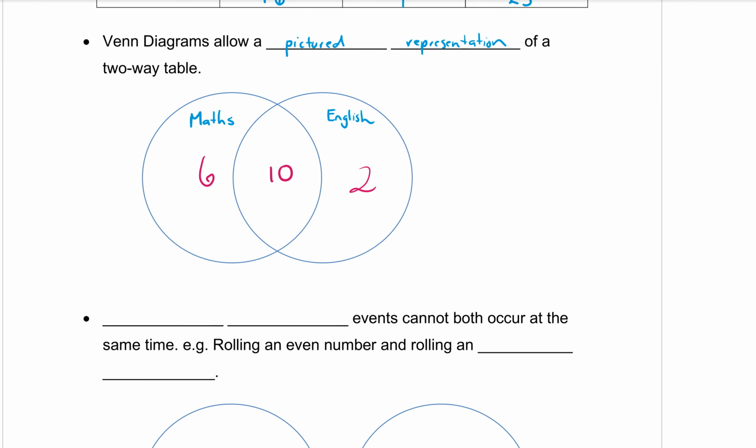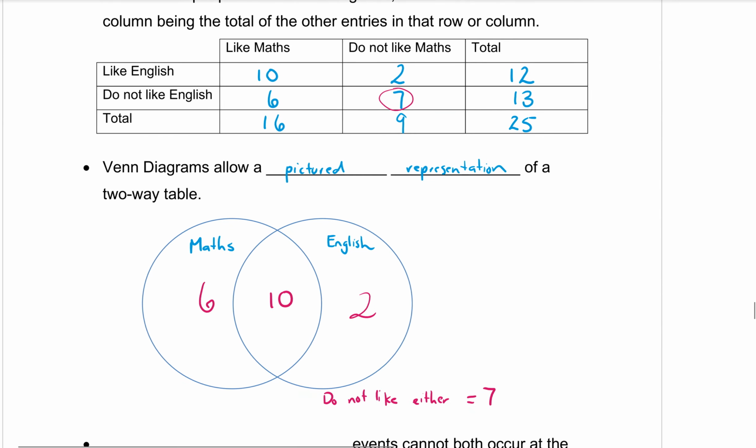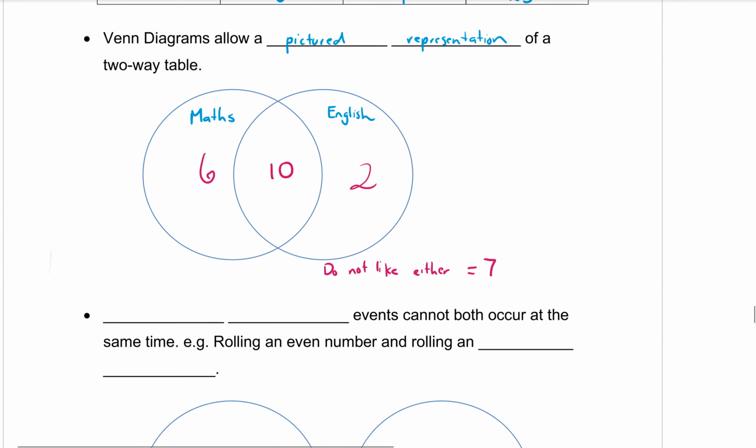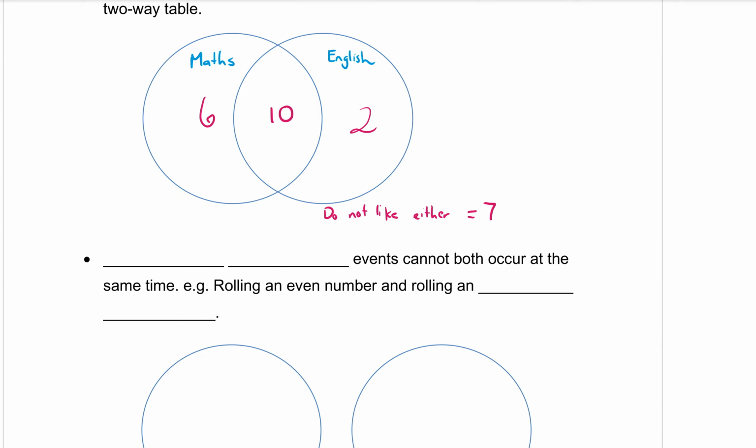So people who do not like either is 7 people outside of those 2 circles. Okay, so we have the 2 different ways of showing the data. We have the two-way table and we have the Venn diagram. Now, moving on to the next part.